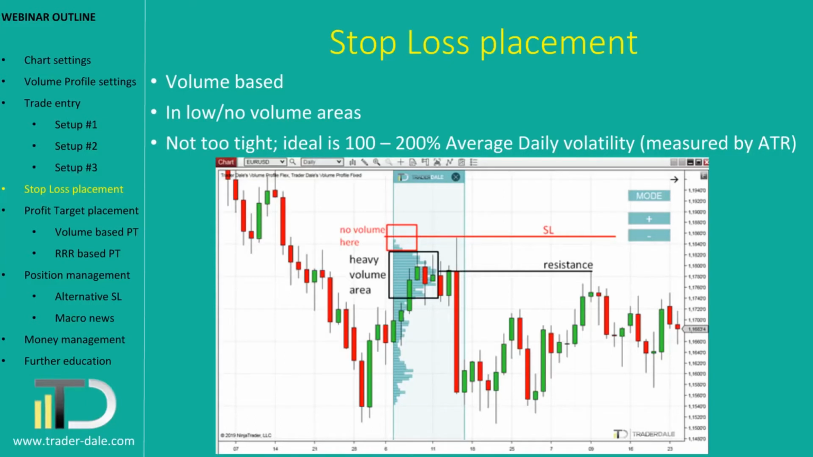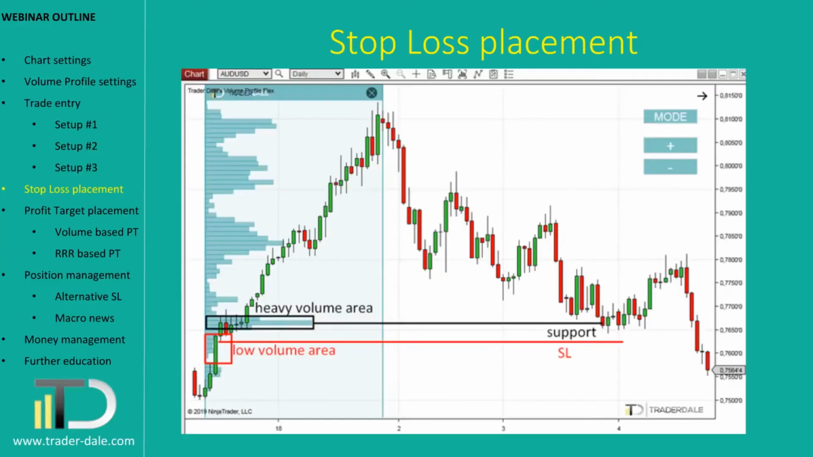So let's say that, for example, EUR/USD has an average daily volatility of 80 pips. So you would be looking for no volume areas around 80 pips to 160 pips from the entry point. This is not a hard rule, this is just something to give you an idea where to look for your stop loss, for your no volume areas. Let's have a look at one more example.